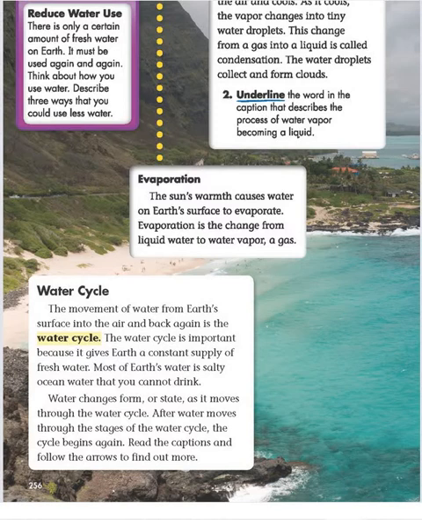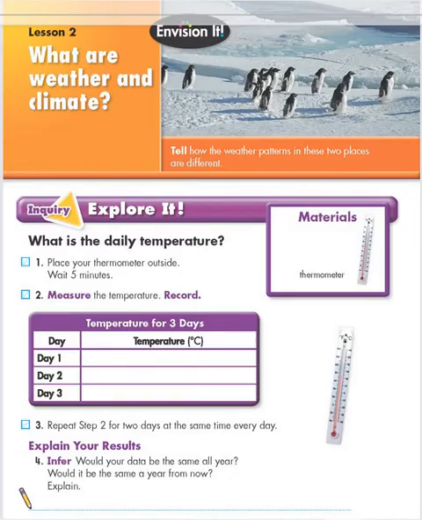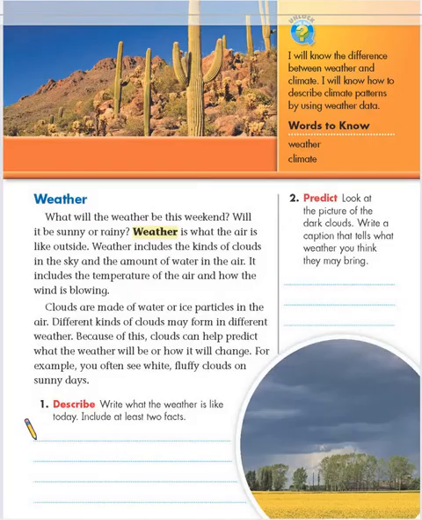Now we move to the next lesson, which is lesson 2. What are weather and climate? We studied something called weather and something called climate. So, what are they? First of all, we are going to study what the weather is.